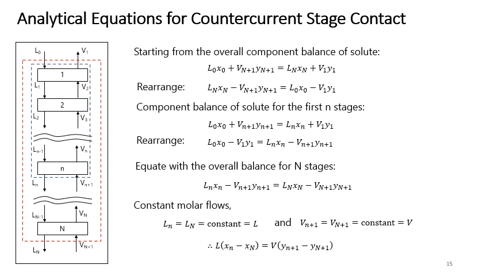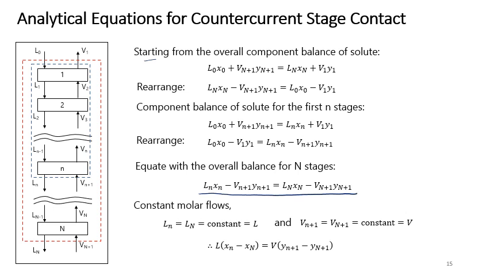Okay, so previously I showed you how to calculate the number of stages using the graphical method. Another method is to use the analytical equation for countercurrent stage contact. Same thing, we have this column here, starting from the overall component balance of the solute. You can start here and then rearrange. You can pause the video if you want to try to rearrange the equations on your own, such that you get to this step.